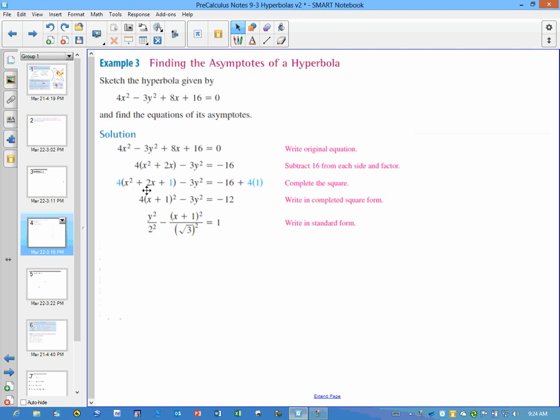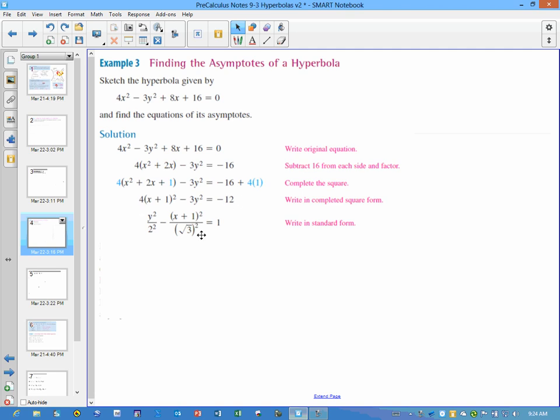Now when I complete the square, I divide by 2 and square it, which gives me 1. But the net change is not just 1, it's 4 times 1, which is what I add on the right side to keep the equation balanced. And now I can factor the perfect square trinomial, and then I can combine like terms. Whatever this number is on the right, I'm going to divide through by that number, because I know the right-hand side of the equation must be a positive 1.